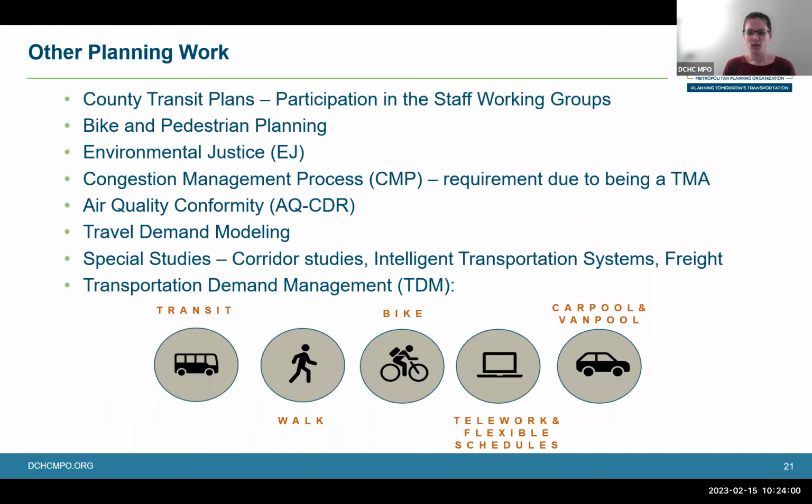And then there's also other planning work that the MPO does. This is not a comprehensive list, but it includes things along the lines of county transit plans, so participation in staff working groups. So we have that ongoing right now. There's also bike and pedestrian planning. You have the congestion management process, the CMP, which is a requirement for DCHC MPO because we are a TMA, which is basically when you have 200,000 or more people, you become a transportation management area, I believe is what it stands for. And then you're required to have the CMP.